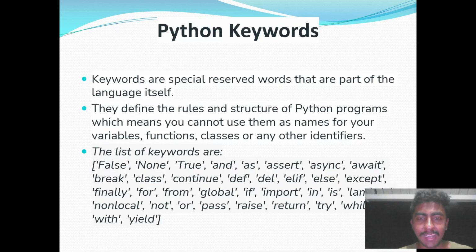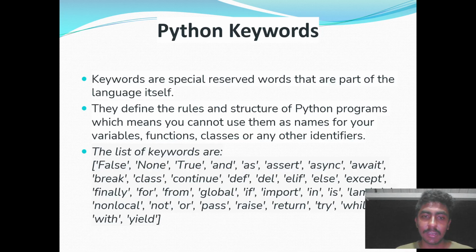So, while discussing variable naming rules, I specifically mentioned that some words cannot be used as variable names because they already have special meaning in Python. These specific words are keywords. According to the PPT, these are special reserved words that are part of the language itself. They define the rules and structure of Python programs. This means you cannot use them as names for variables, functions, classes, or other identifiers.